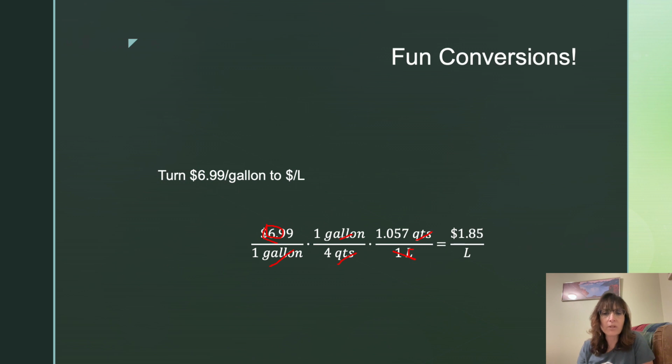And by the way, all of these weird conversions like 1.057 quarts is a liter, I will have those for you on your homework assignment.